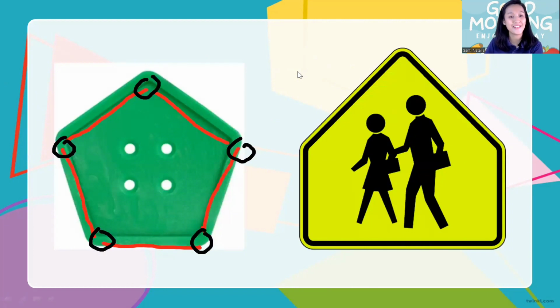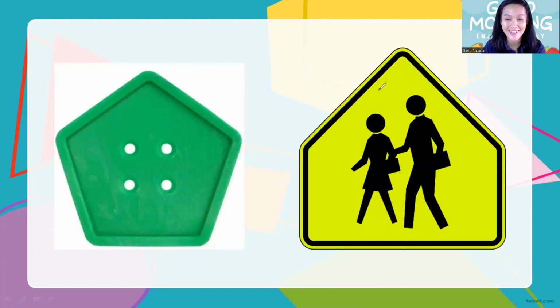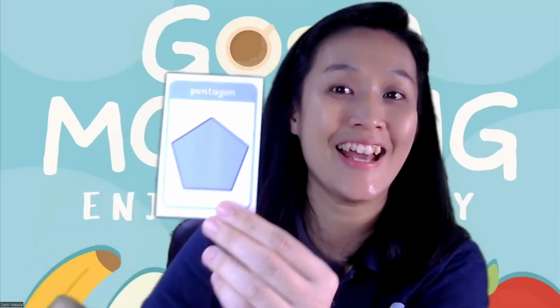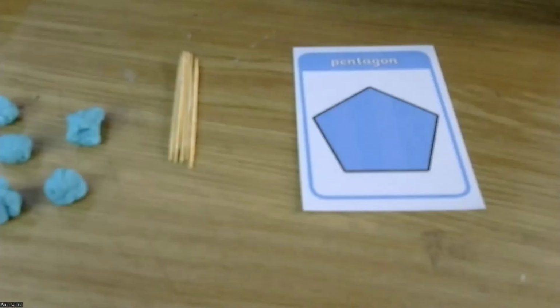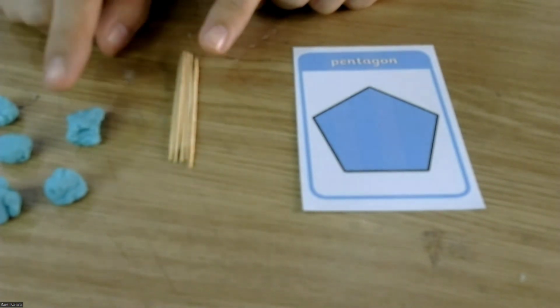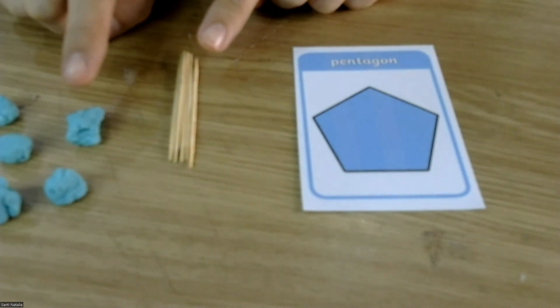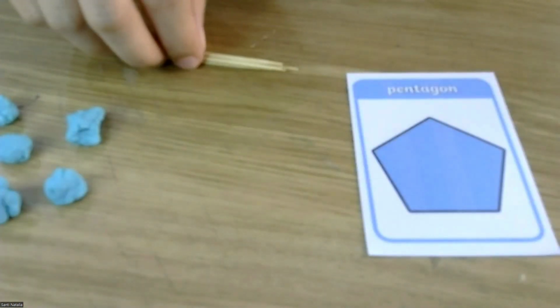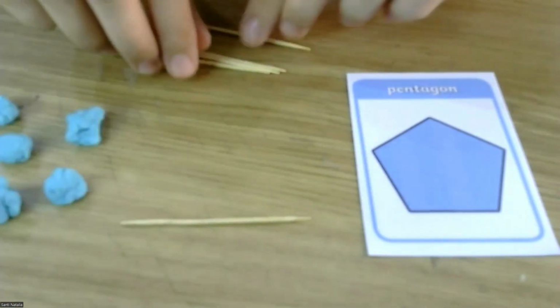Look at this button and this sign. The shape is pentagon. Now, can you find pentagon on your card? Pentagon. Let's make pentagon. Now, you can prepare five toothpicks for the sides and five Play-Doh for the corners. Pentagon. Let's make pentagon.